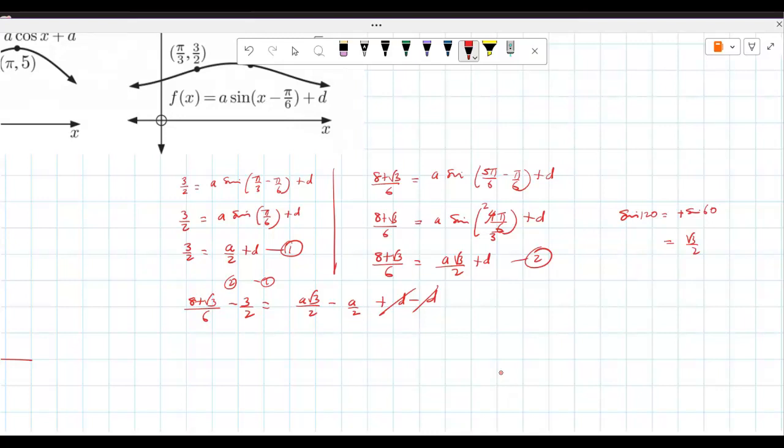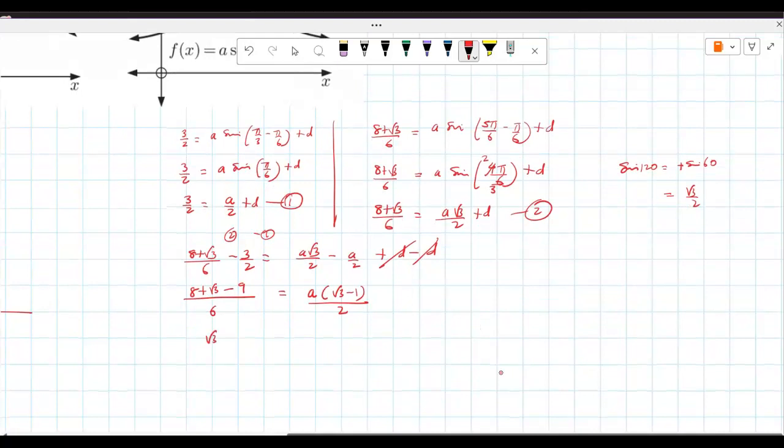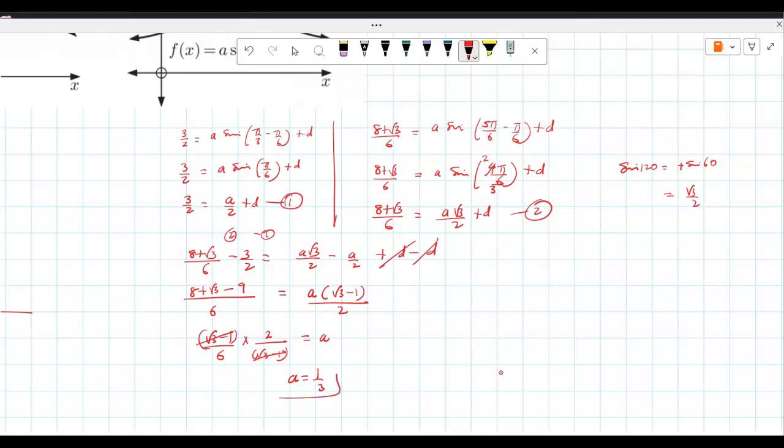Now here if you take the LCM, 6, 8 plus root 3, and 2 3s are 6, 3 3s are 9. This would be A, if you take A common, root 3 minus 1 over 2. So root 3 minus 1 over 6 into 2 upon root 3 minus 1. So this and this cancel. So A is equal to 1/3. Basically I did 2 minus 1.